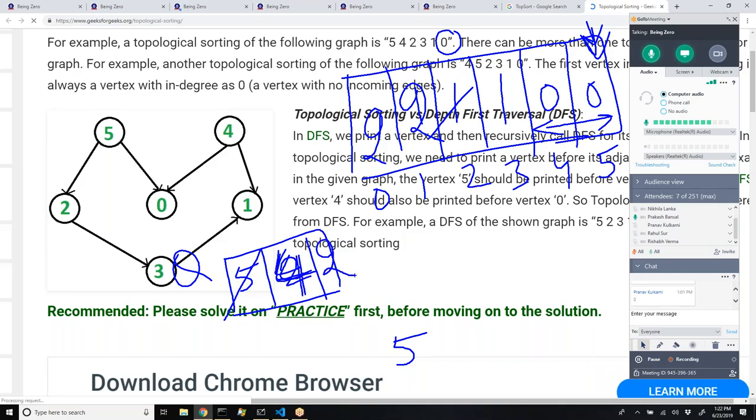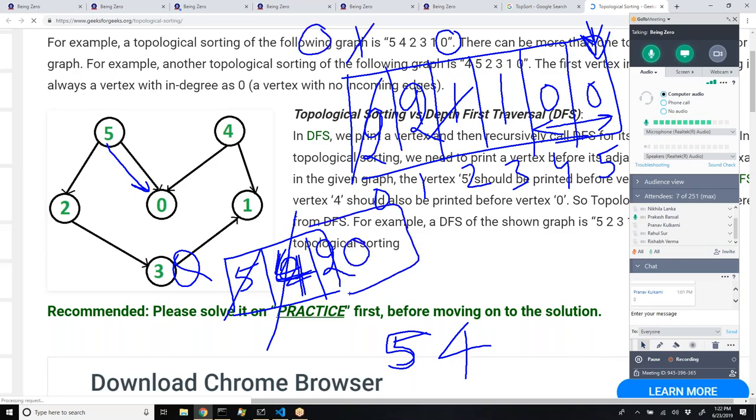Now 5 has put 2 in the queue because 2's in degree has become 0. From 5 we go to 0, 0's in degree will reduce to 1. This is the effect that 5 has had. 5 has printed itself, updated the in degree, and whichever vertex got in degree 0, put that into the queue. Now what will 4 do? Print itself. Whose in degrees will 4 decrement? For 0 and 1. So 0's in degree becomes 0 and 0 comes into the queue. For 1, in degree is becoming 1, so 1 doesn't come into the queue.